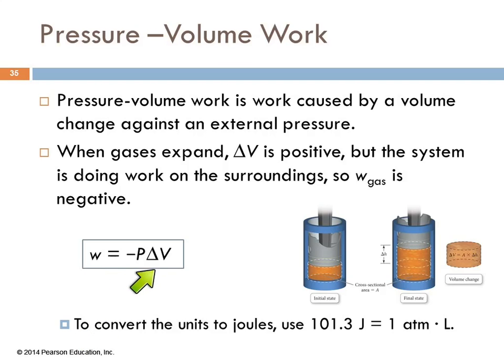That's going to end up with some interesting units, isn't it? If pressure is measured in atmospheres, and if volume's measured in liters, we're going to have atmospheres times liter. And how is that a unit of work? Well, this is the relationship we need. 101.3 joules is equal to 1 atmosphere liter. Just because.